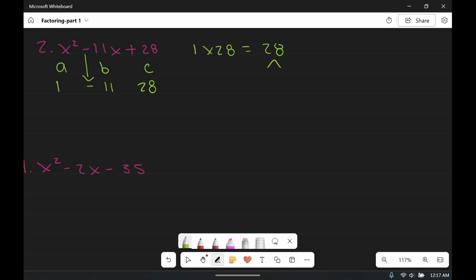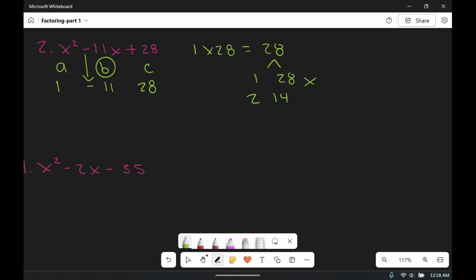We want to find two factors that multiply to 28, multiply to AC, and add to what number? To negative 11, our B value. So 28, let's go ahead. We can already use common sense: just 1 and 28. There's no way that 1 plus 28 in any form or fashion is going to equal negative 11. Of course, the multiplication works, but the addition will not. So, nope.